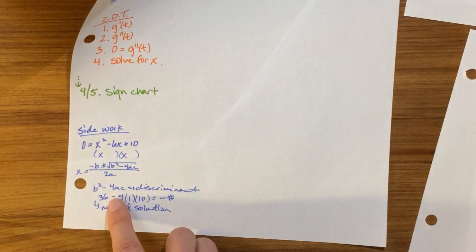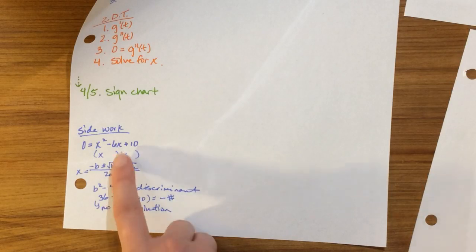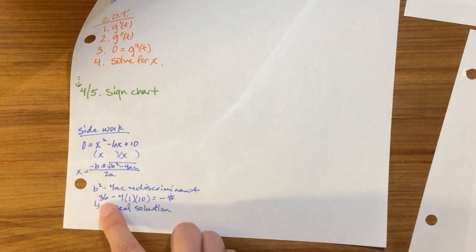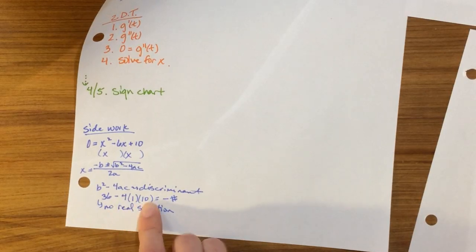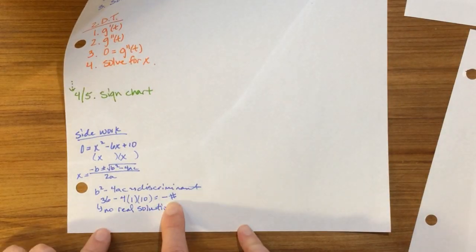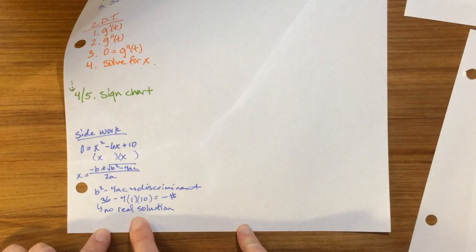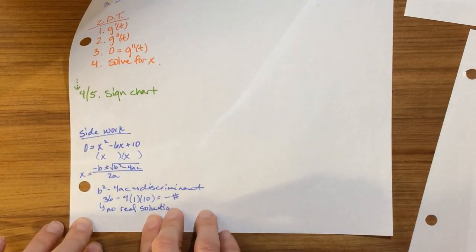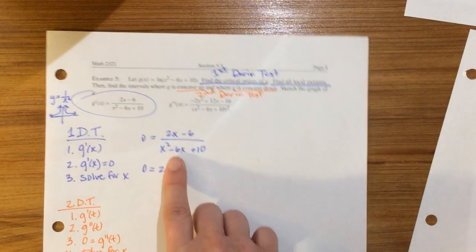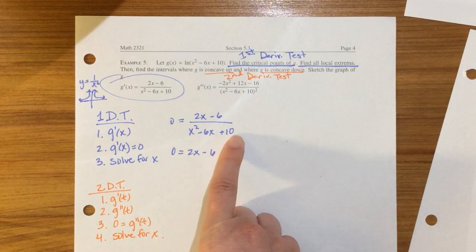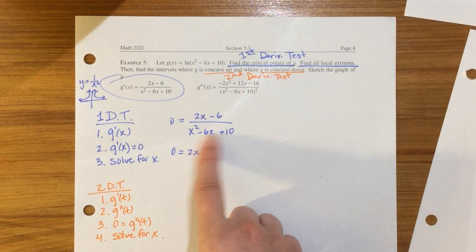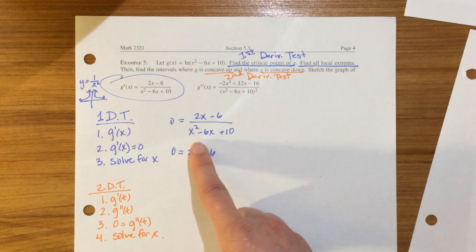So b squared minus 4ac, so that's b is negative 6, squared is 36, minus 40. That's going to give us a negative number, so we have no real solutions. Basically what I'm telling you is that we get to almost completely ignore the denominator because we're not going to get any critical values from it. There are no zeros here.